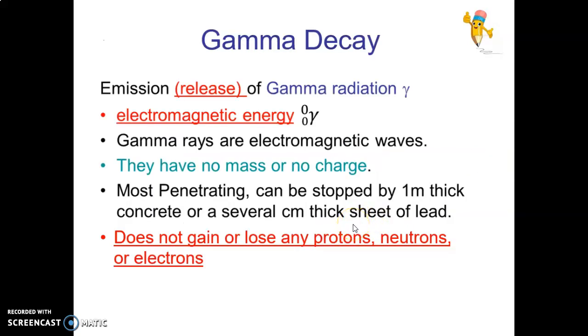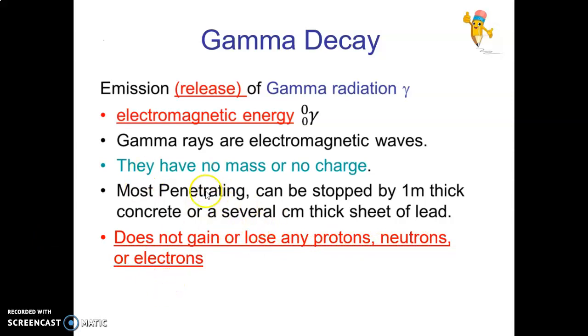The last type of decay that we have is gamma radiation. Okay, this is going to release a gamma particle. Now, if you remember anything about the electromagnetic spectrum, gamma rays are the strongest waves, okay? It's one of the strongest waves. So when gamma radiation occurs, it is going to release these major gamma rays. Now, the thing about gamma rays is that they have no mass or no charge. So that means that it does not gain or lose any protons, neutrons, or any electrons. It is only releasing energy.